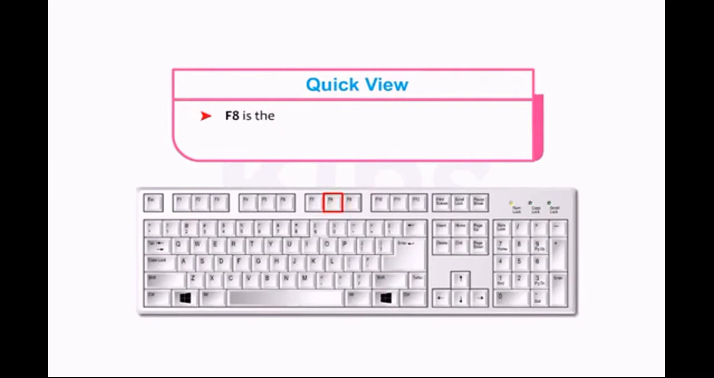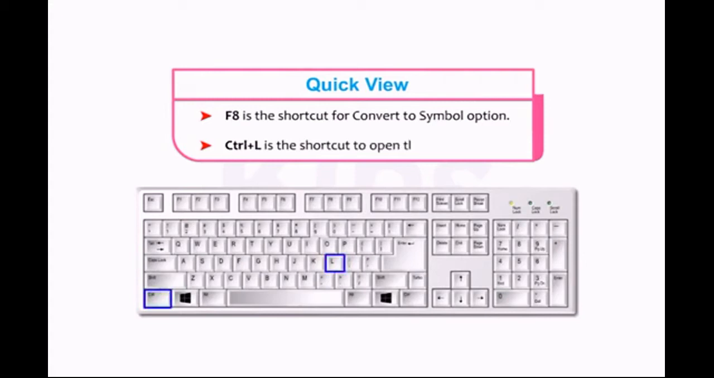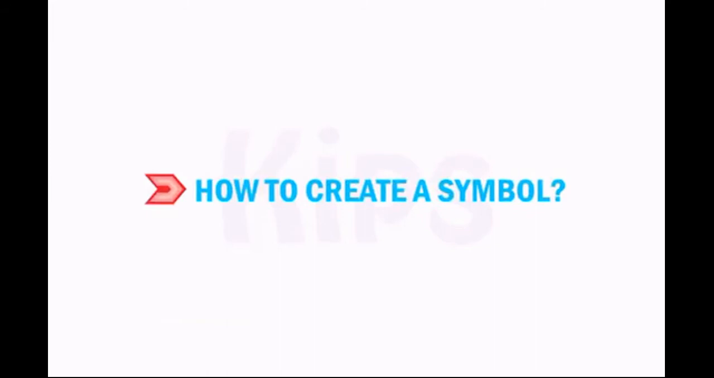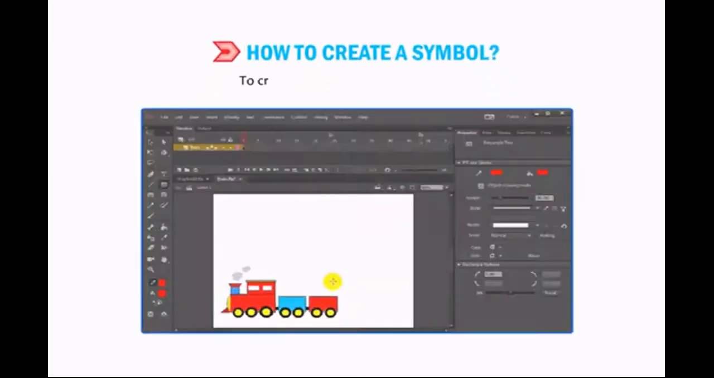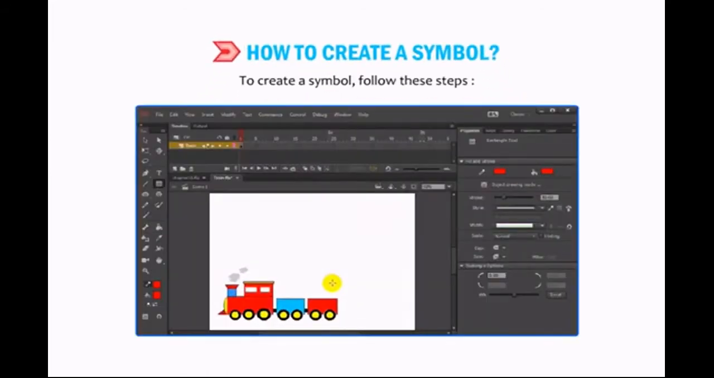Students, let's take a quick view. F8 is the shortcut for convert to symbol option. Ctrl plus L is a shortcut to open the library panel. Students, let us learn how to create a symbol. To create a symbol, follow these steps.